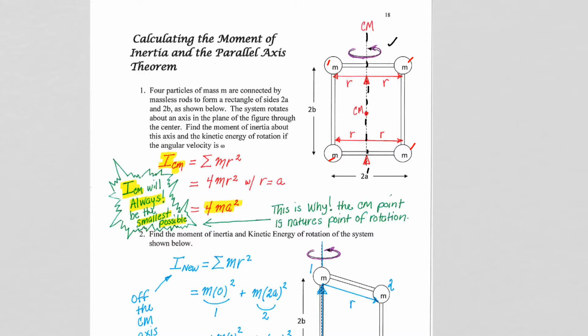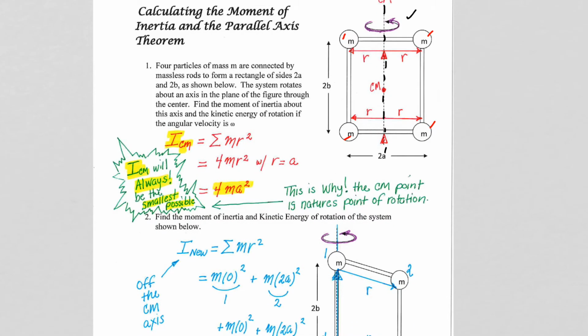And if we consider this a point particle system, we calculate the moment of inertia based on the sum of the mr squareds that we have here. We have 4 m's, each at the same r distance, and since we're saying it's 2a apart, each r equals a, so 4ma squared.